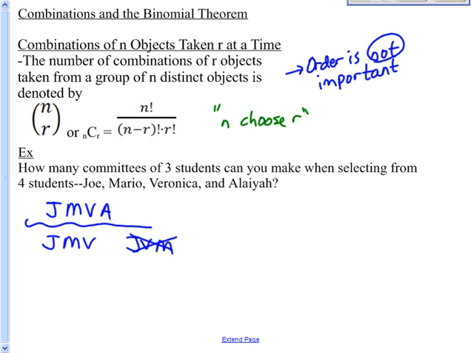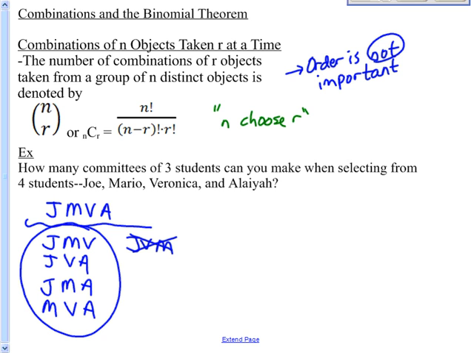So we have Joe, Mario, Veronica. We could do Joe, Veronica, Aaliyah. We could do Joe, Mario, Aaliyah. Let's see, which one am I missing here? Mario, Veronica, Aaliyah. There's my four. So there's four different committees I could make.